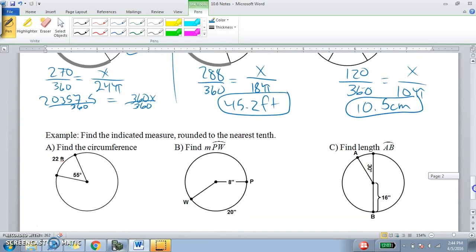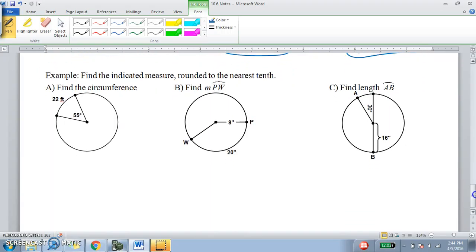All right, find the indicated measure, round to the nearest tenth. So now anytime we're dealing with arc length, arc measure, anything like that, we can always use that proportion that we set up at the top. So here, let's figure out what we know and what we're trying to find. We're trying to find the circumference. If we set up our proportion, following the proportion we wrote down up above, circumference goes on the bottom over here. So this is going to be our x because that's what we're trying to find.